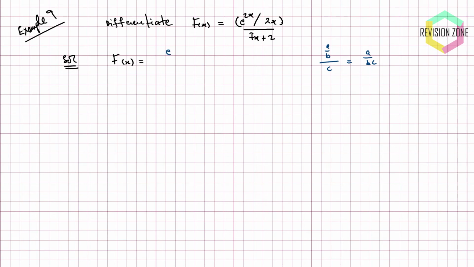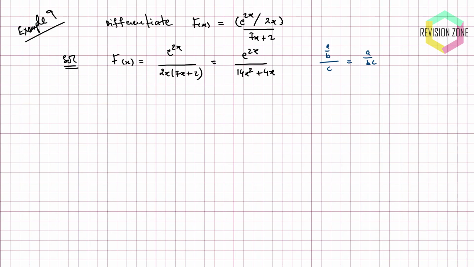Perhaps I want to change color and do it in black. So e to the 2x, and then the denominator is going to be 2x times 7x plus 2. And with that one clean step, we've managed to simplify this to something which is so much nicer. So the denominator is 14x squared plus 4x.